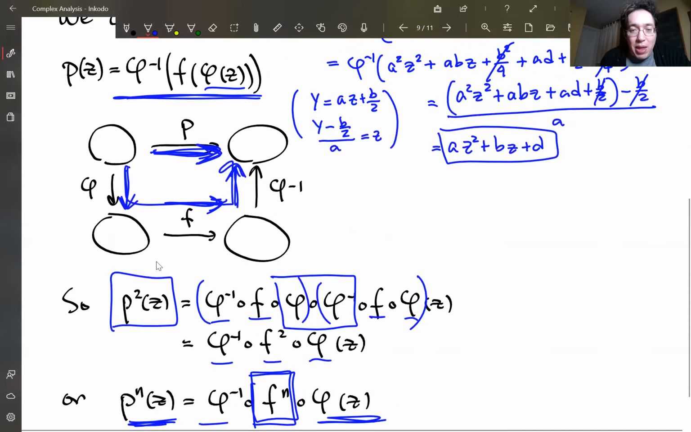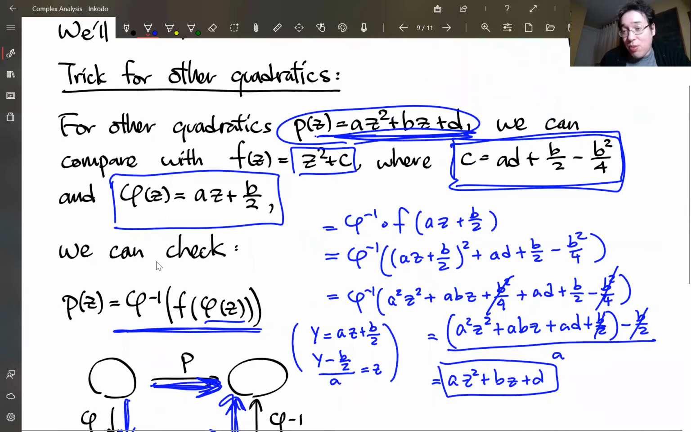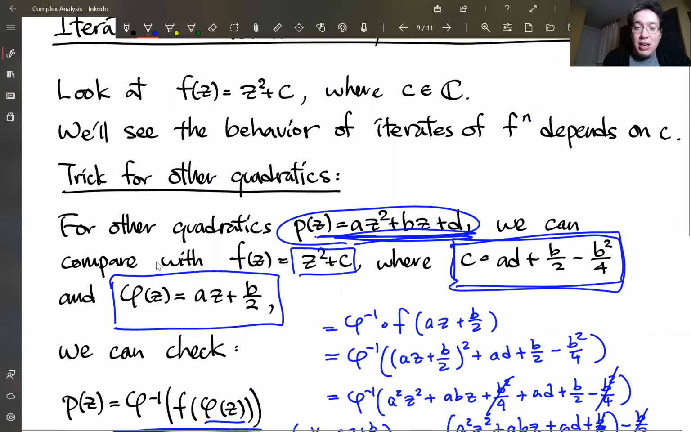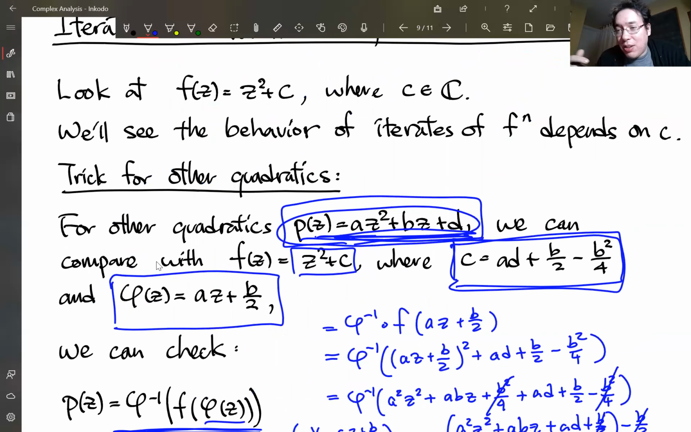So actually, this is great because if we're looking at all quadratic functions, we're looking at 3 different parameters. So we have to consider how the iterate changes as you scale the a factor, b factor, and the constant d factor. And each of these complex numbers is 2-dimensional, right? So there's really 6-dimensional parameters that you're playing around with.